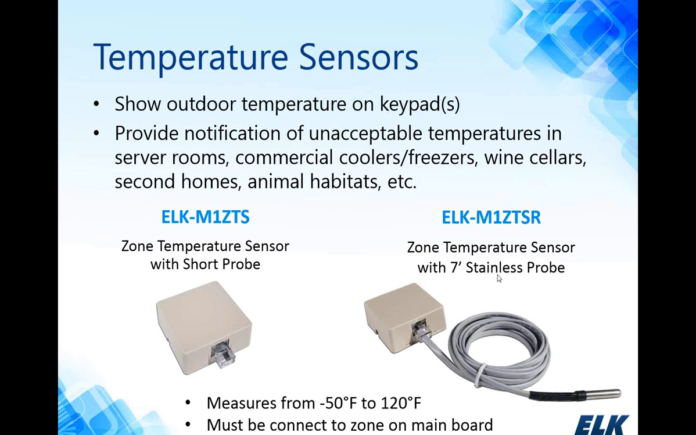Now on the right-hand side we have the M1ZTSR. The R stands for remote probe. This is a 7-foot probe, and that can go into a harsher environment like into a freezer or a cooler or outdoors. The probe is not waterproof, so it should never be submerged into liquid. The temperature sensors allow you to monitor temperature from -50 degrees Fahrenheit to 120 degrees Fahrenheit. And once again, these sensors connect to the main board only, so you can have up to 16 of them connected to the M1 system.